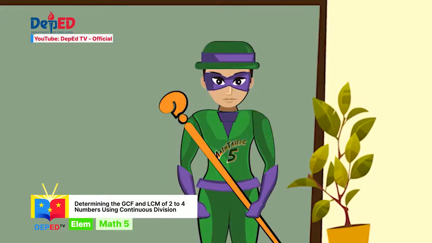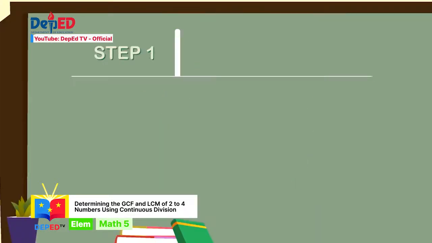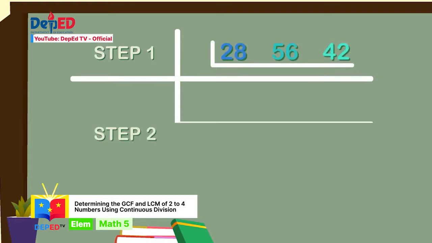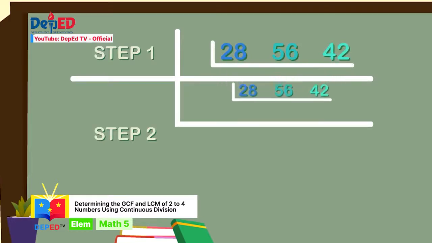Time's up! Let's solve. Step 1. Arrange the given numbers horizontally. Step 2. Look for a number that can divide the 3 given numbers. In this case, it is 7. Then, divide each number and write the quotient below. Repeat the process until there is no common prime divisor left.